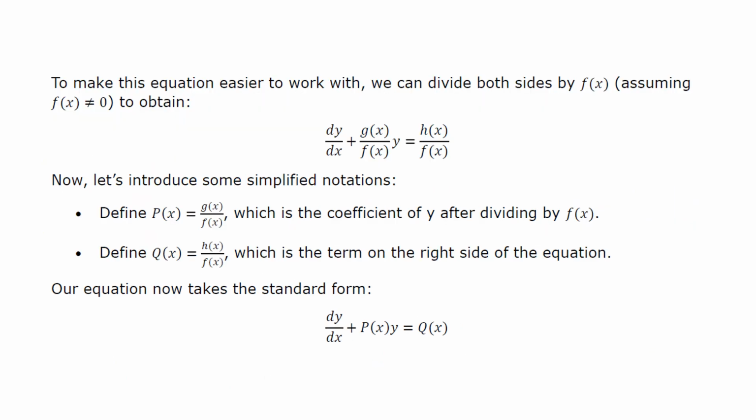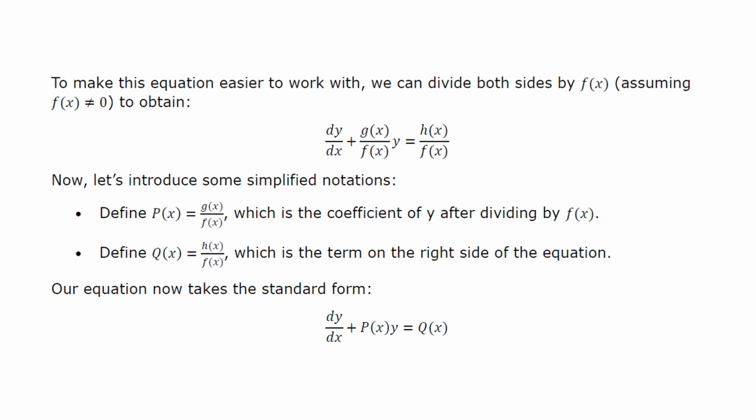To make this equation easier to work with, we can divide both sides by f of x, assuming f of x doesn't equal 0, to obtain dy over dx plus g of x over f of x times y equals h of x over f of x.